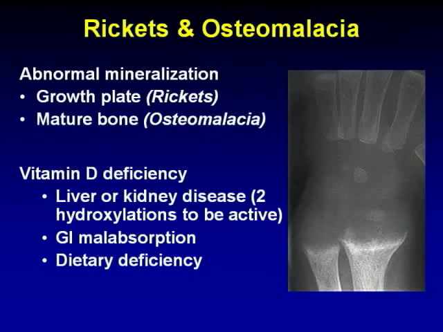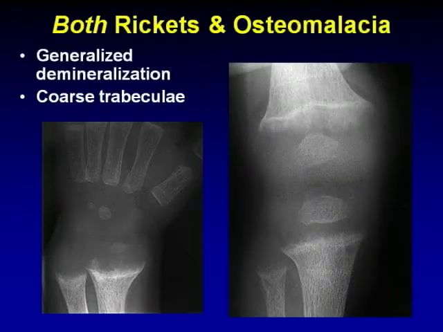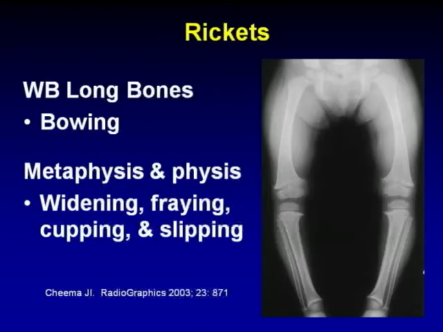In both cases, it's vitamin D deficiency that is of principal concern, whether from liver or kidney disease, GI malabsorption, or dietary deficiency of vitamin D as possible causes. Now, both rickets and osteomalacia can result in generalized demineralization of bone and coarse trabeculation, as we see in these two cases. In rickets, it's the weight-bearing long bones that tend to get this characteristic bowing deformity. And again, look at the metaphysis and the physis for widening and fraying, cupping deformity, or slipping, or Salter 1 type 1 fractures may also occur.